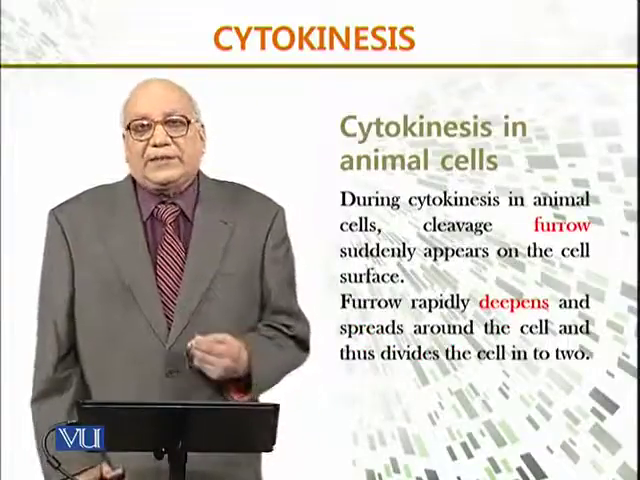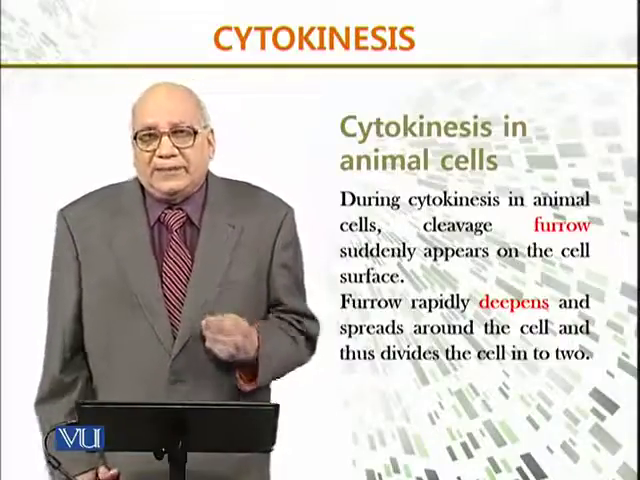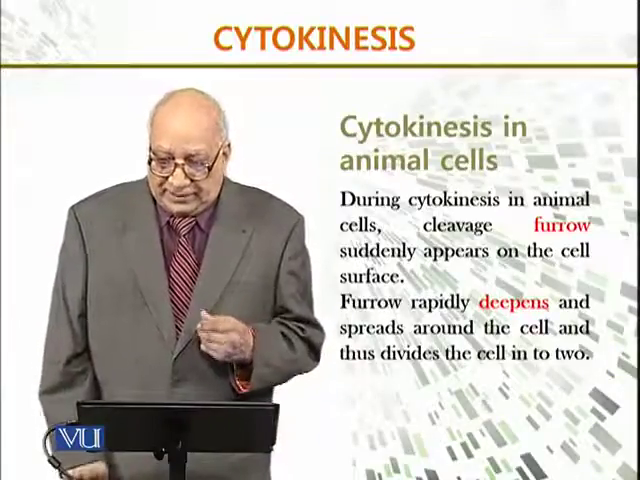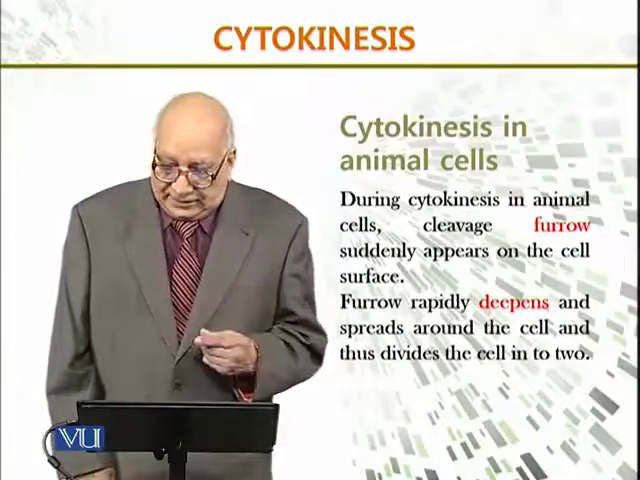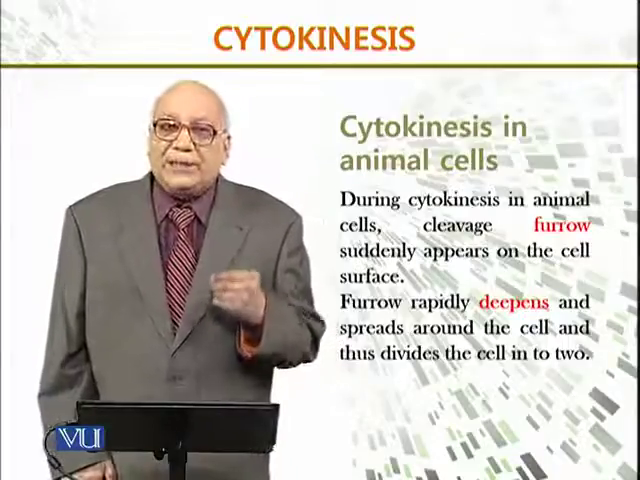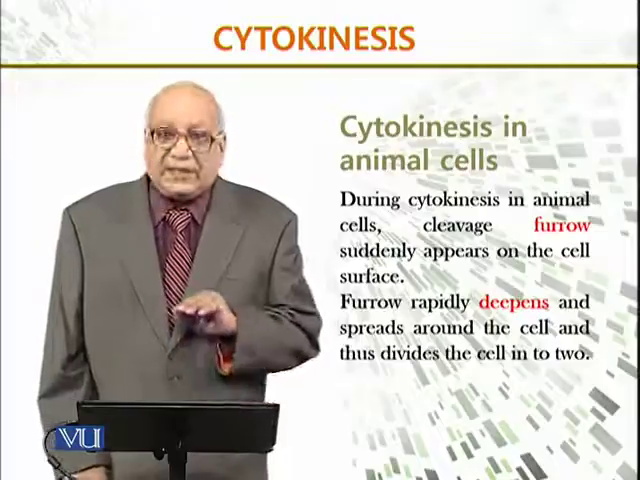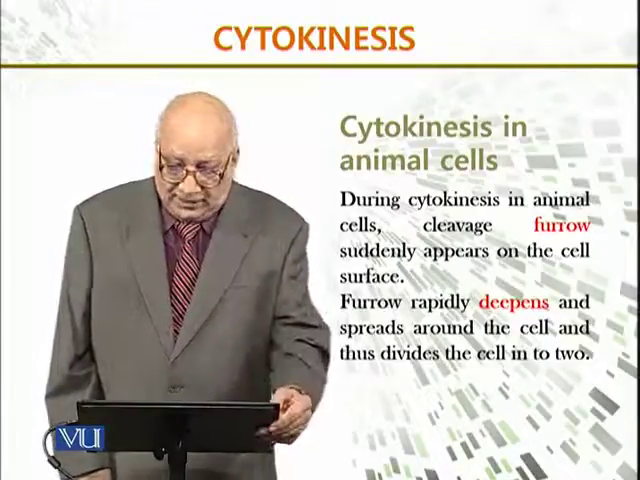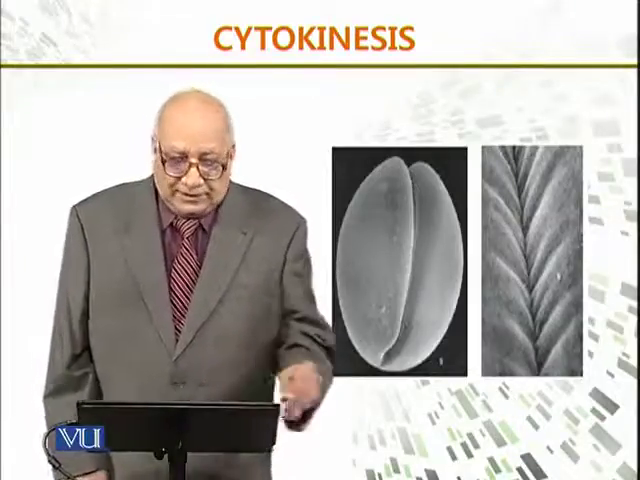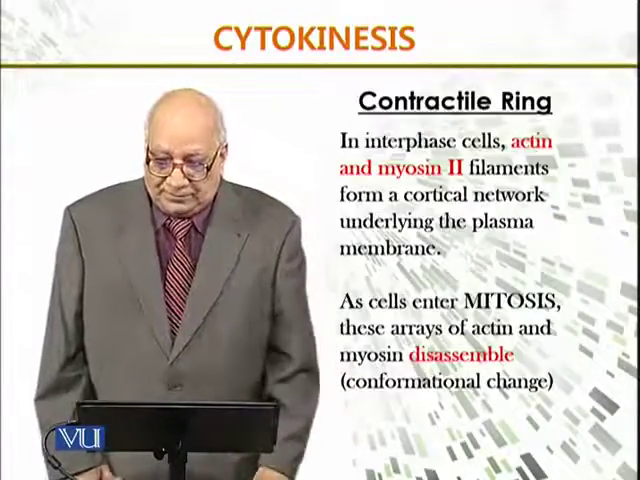Cytokinesis in animal cells. There are two types of cells which we will deal with, that is the animal cells and the plant cells. During cytokinesis in animal cells, a cleavage furrow suddenly appears on the cell surface. The furrow rapidly deepens and spreads around the cell and thus divides the cell into two parts, just as shown in these two pictures, where the furrows are appearing and the cell is dividing into two parts.